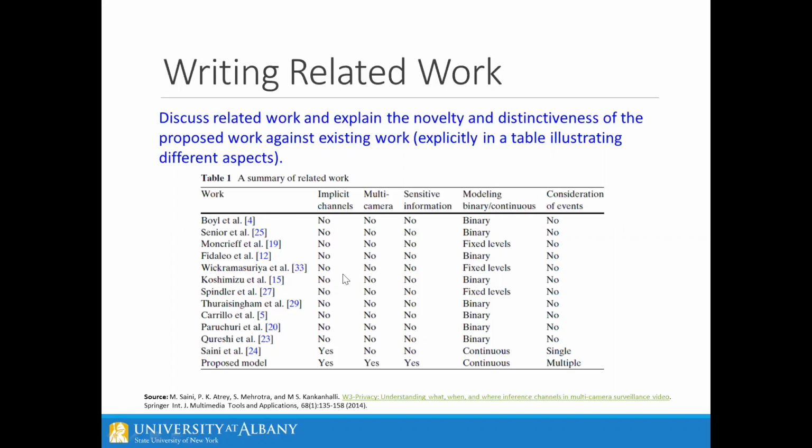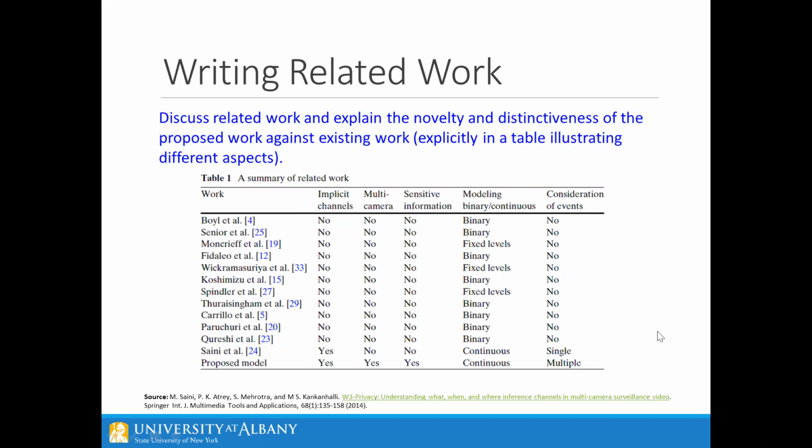Here you mention multiple aspects by which you are comparing these works. For example, in this case, implicit channels, whether multiple cameras were used or not, whether sensitive information was attached or not, and so on. And then you can say yes or no, or you can also put some values or some text for this. So that would provide a clear idea to the readers how the proposed work is different and novel compared to existing work.